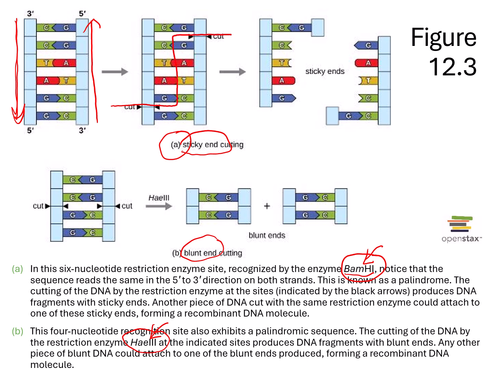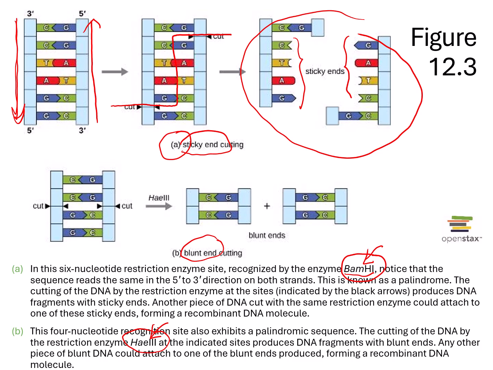After the cut has finished, you can see these are sticky ends because they are no longer paired. They're now unpaired, and they will bind to their complementary sequence. So if you had kept them pretty close together like this, they would just re-stick together, re-anneal.